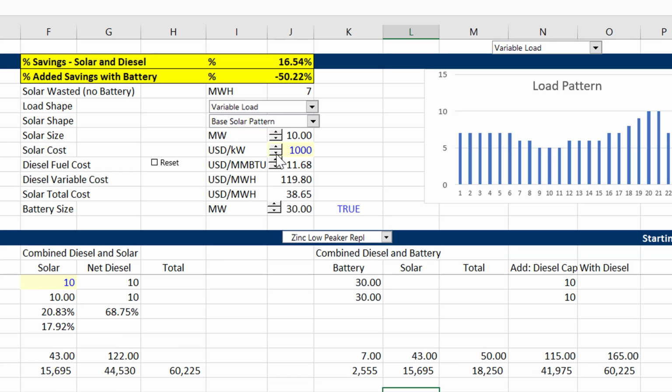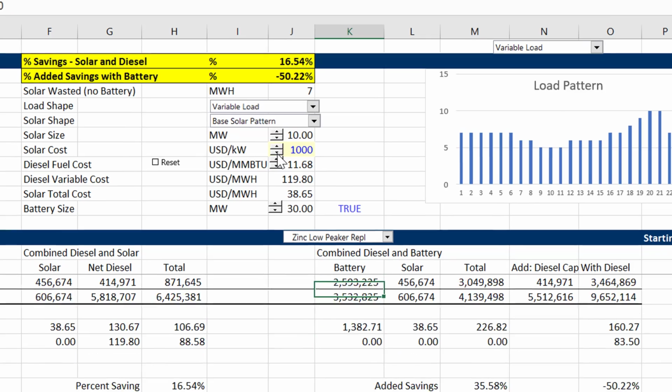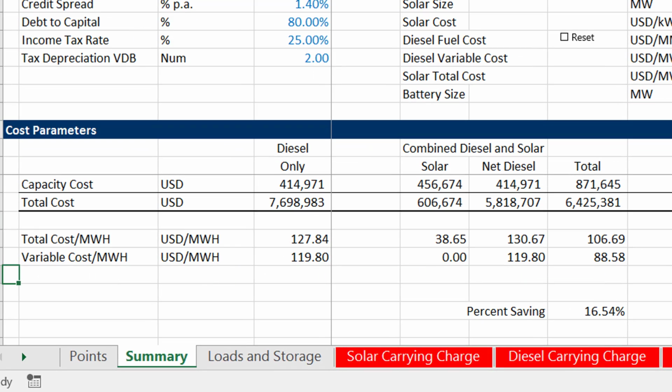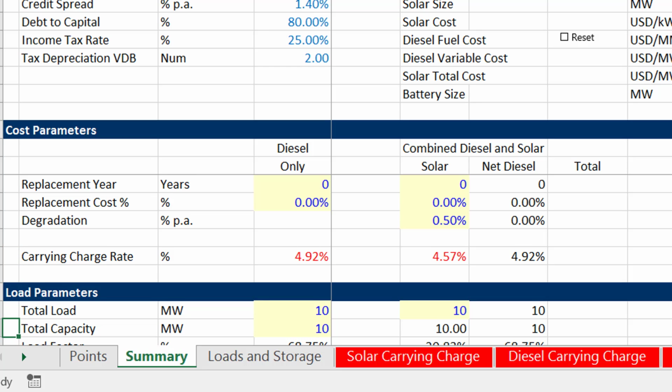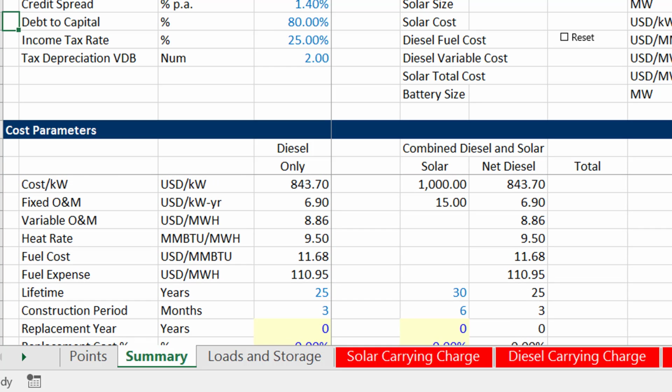And here's the real key: go down here, and we have a diesel-only scenario. In our diesel-only scenario, we went through all of the cost of the diesel, the fixed cost, the variable cost, the heat rate, everything. The fuel cost is the heat rate times the fuel cost per MMBTU. You just work through MMBTU per MWh times USD per MMBTU, and the MMBTUs cancel top and bottom. It gives you USD per MWh here.